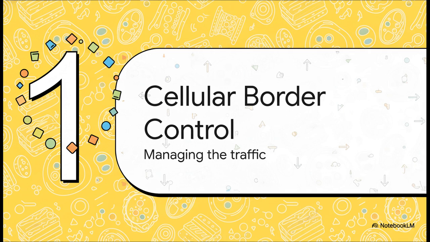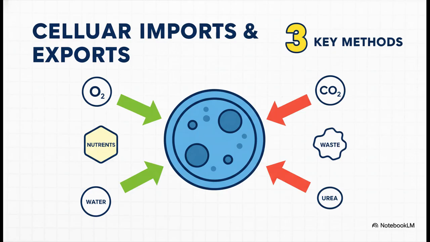Right, first things first, cellular border control. You know, the cell membrane isn't just some simple bag. Nope, it's an incredibly smart barrier that's constantly managing all the traffic coming in and going out of the cell. So, if you picture the cell as a tiny factory, it needs to bring in all its raw materials, stuff like oxygen and nutrients, and at the same time, it's got to ship out its waste products, like carbon dioxide and urea. It's this constant flow of traffic.